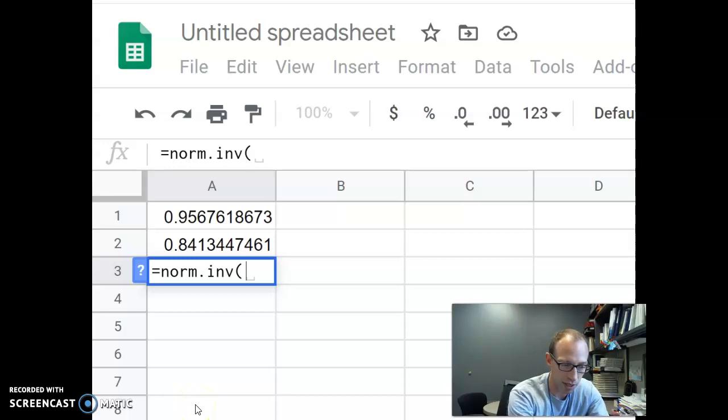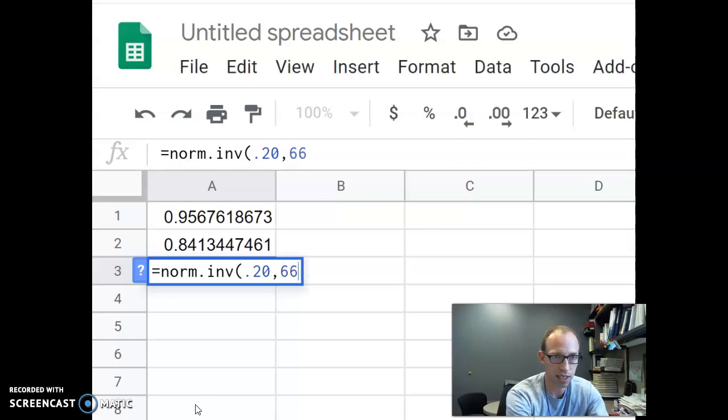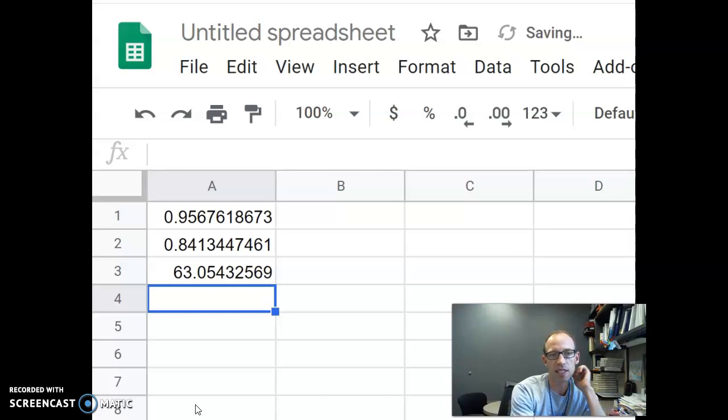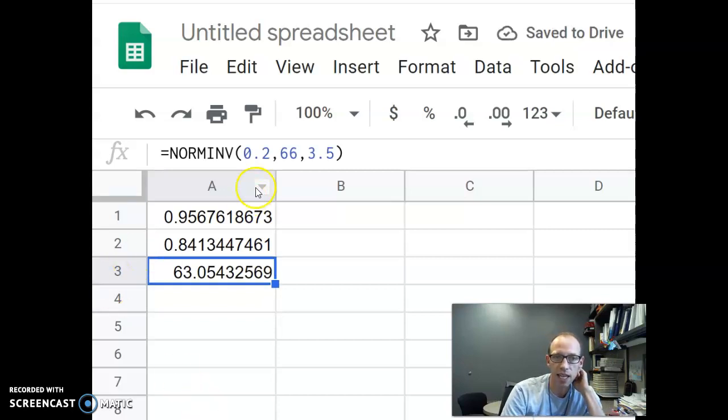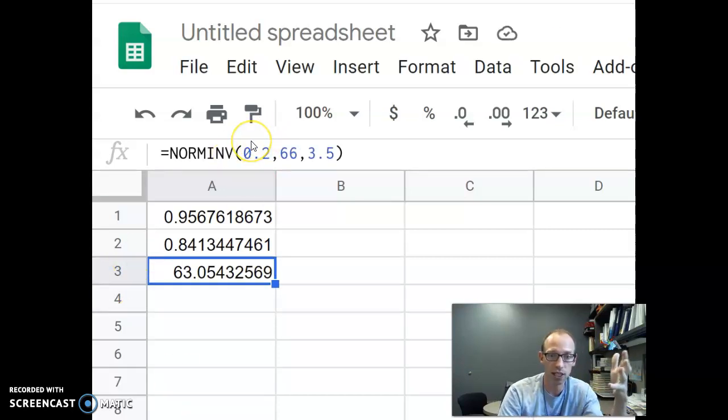So I'm going to make a mistake just to show you here. I'm going to say the top 20%, and we know that the mean is 66 inches and the standard deviation is 3.5 inches. So this seems to be suggesting that to get in the top 20% tallest adult females in the US, you have to be 63 inches. Well, this is 5 foot 3 inches. If something feels off there, it should.